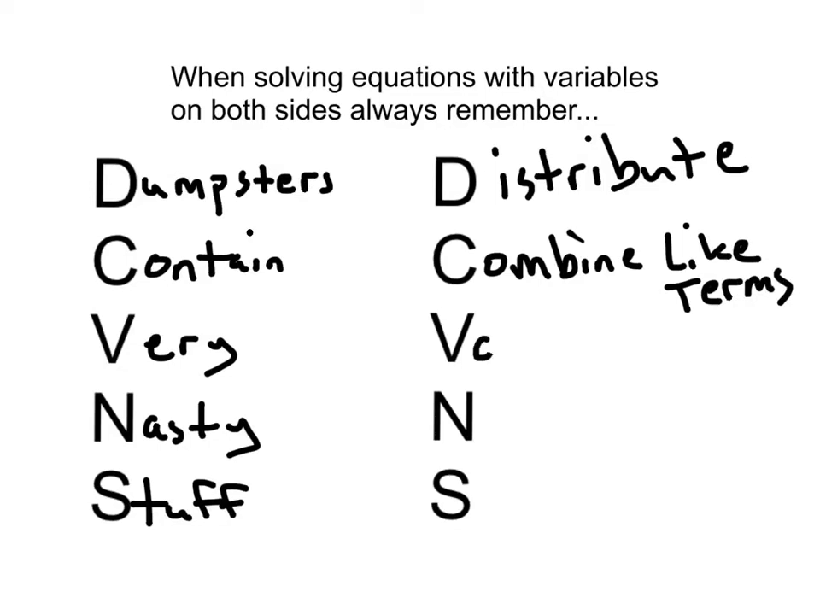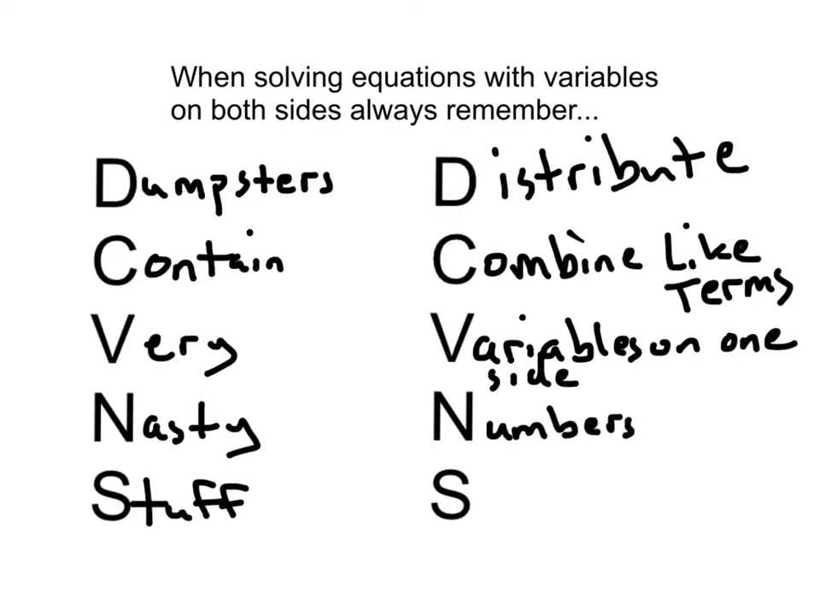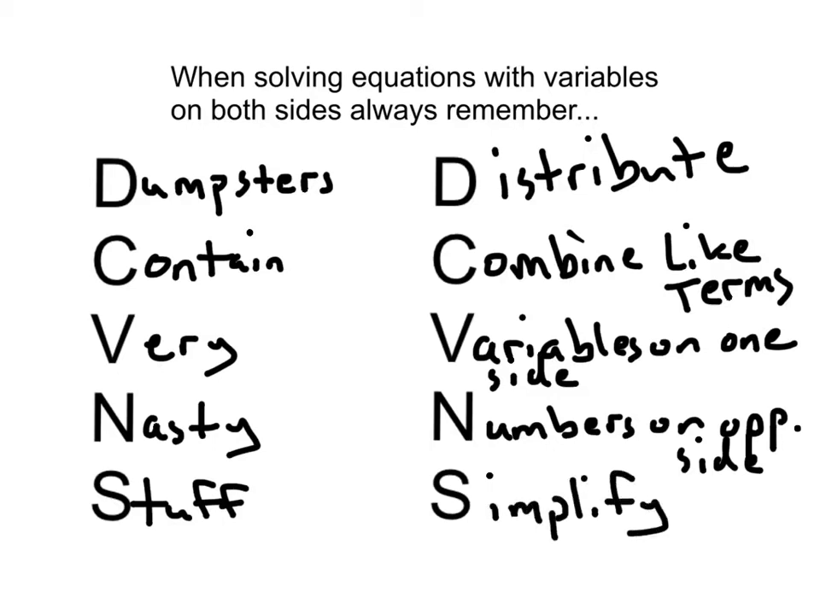We're going to put all of our variables on one side. And then the N is going to be numbers on the opposite side. And then the S stands for simplify. So distribute, combine like terms, variables on one side, numbers on the opposite side, and simplify.